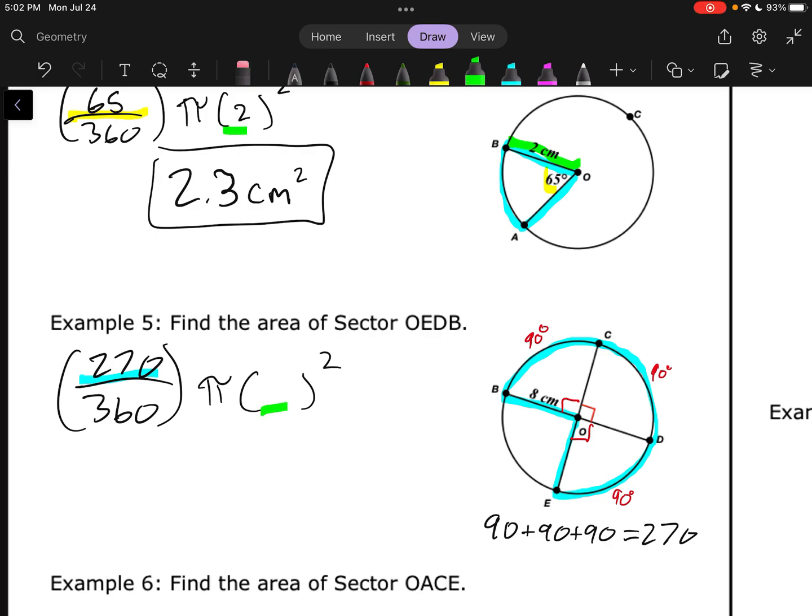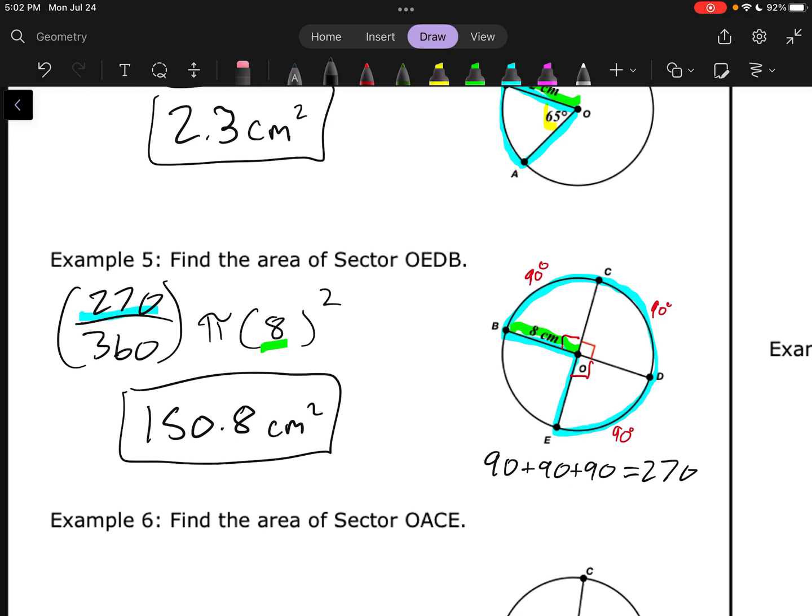And we've got a radius that is 8. Let's plug it in and see what happens here. 270 over 360 times pi times 8 squared. That's giving me 150.8 centimeters squared. For example, number 5.